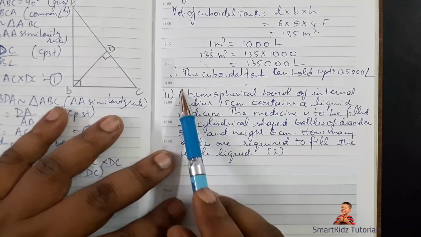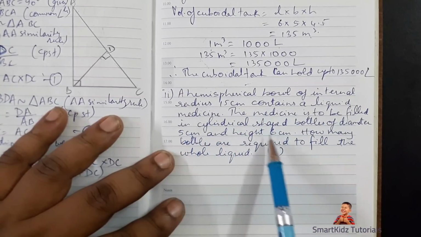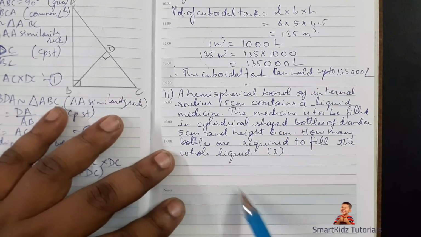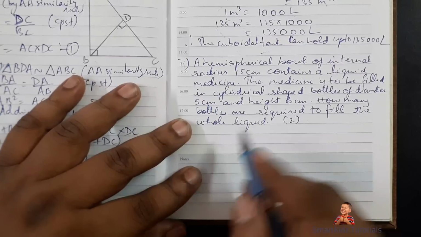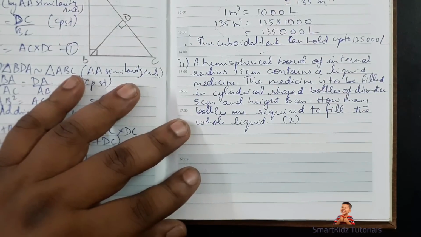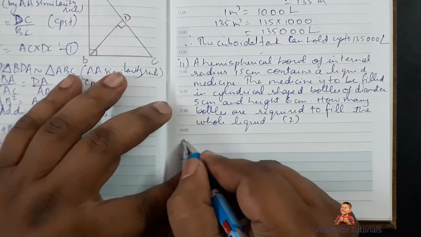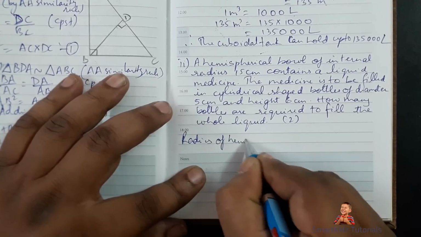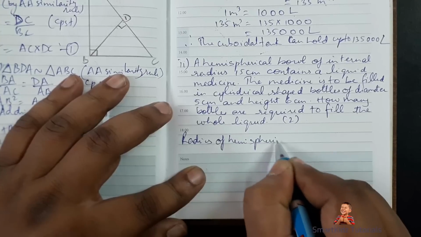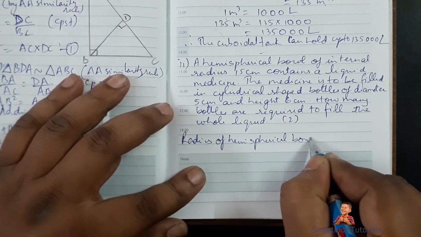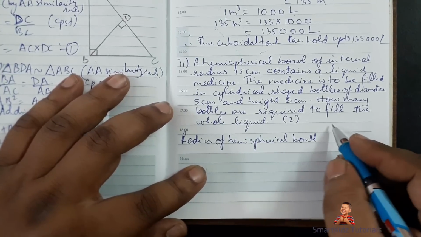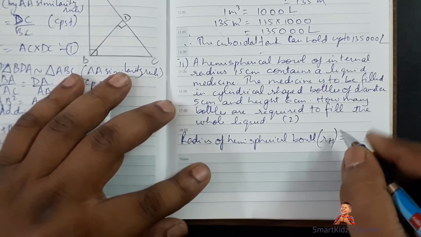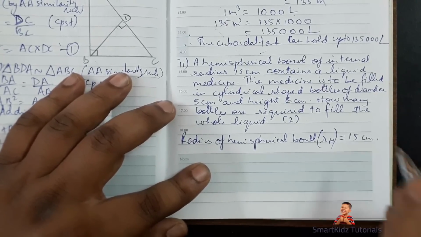Okay, so what we need to find is how many bottles. Okay, so we'll write it down. First we'll write down whatever has been given to us. Okay, so first is radius of hemispherical bowl. Okay, and we'll take this as capital R, capital H equal to 15 centimeter.